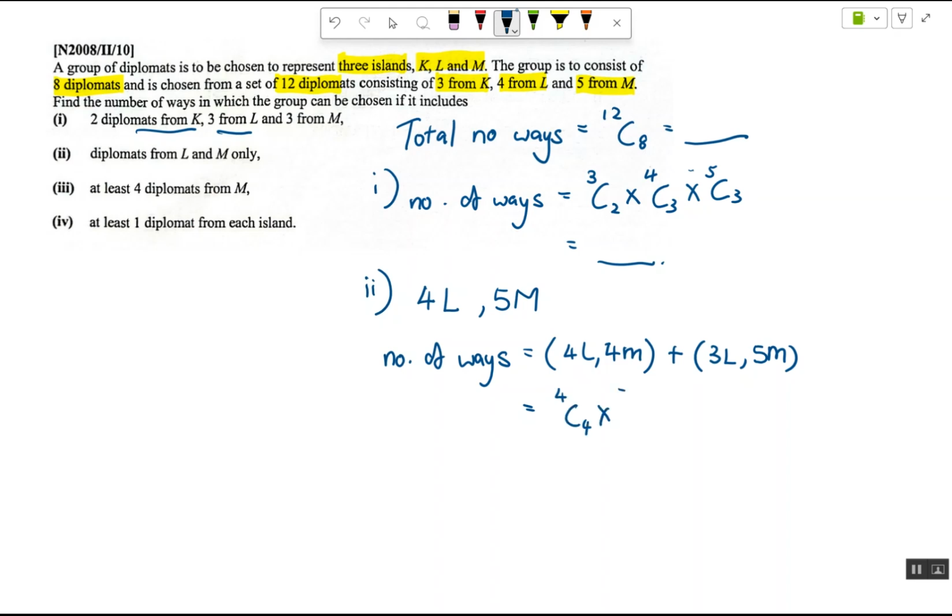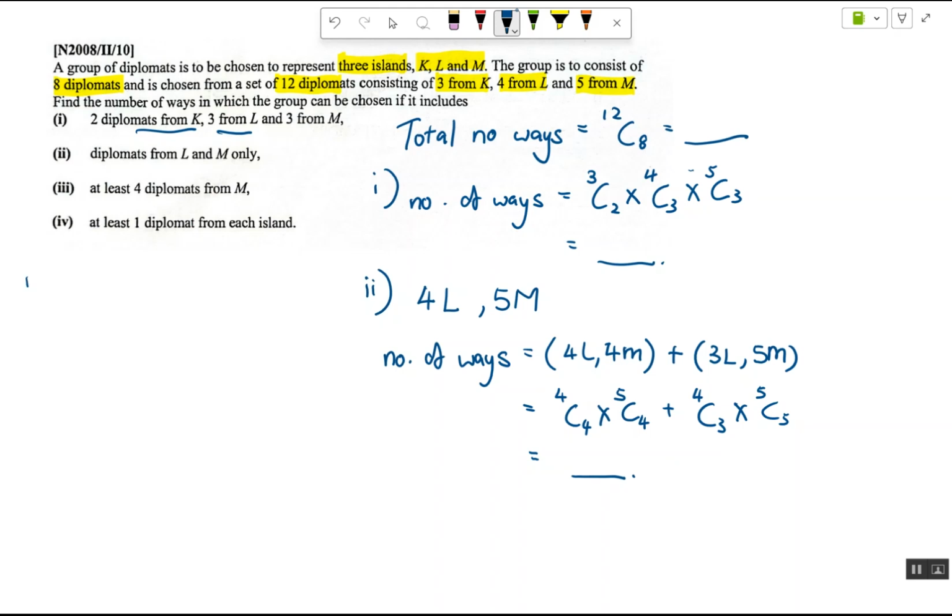Multiply by 5 choose 4, plus 4 choose 3. From 4 people I can choose 3, which is the 4 choose 3 ways to pick 3 people out of 4, multiply by 5 choose 5, and that is also going to be 1. That is how you get your answer for part 2.